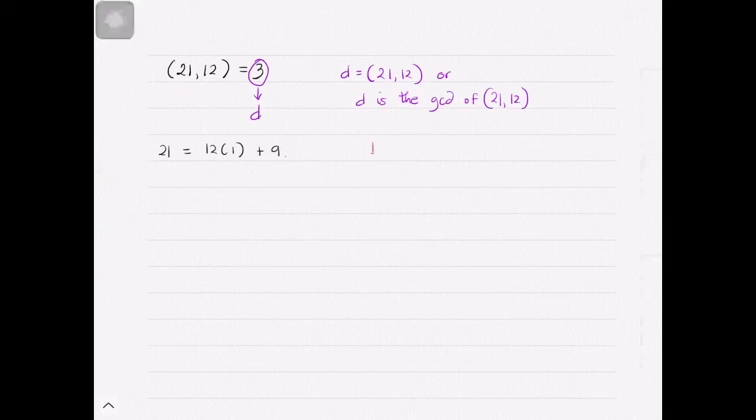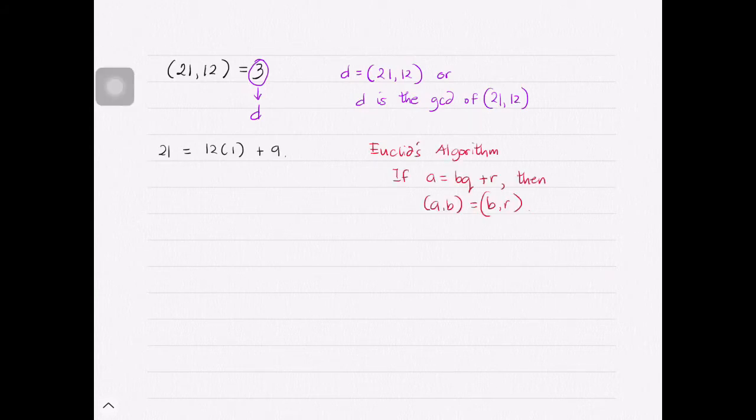Knowing that 3 is the GCD of 21 and 12, let's write 21 in terms of 12. And that will be 21 equals 12 plus 9. Basing that from Euclid's algorithm, we have 21 as our a and 12 as our b with 9 as our r.